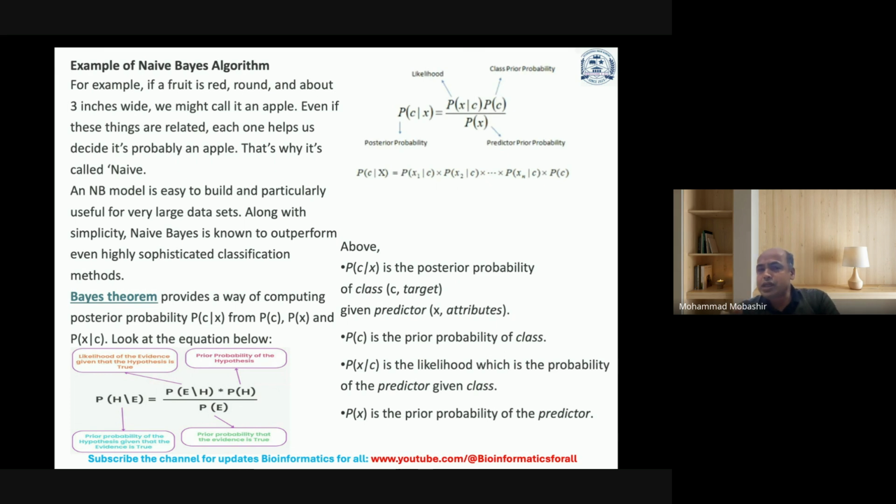Now, this equation you need to understand again and again. What is the posterior probability? What is the prior probability of the class? What is P(x|C), that is the likelihood, which is the probability of the predictor given the class? Then the prior probability of the predictor. These are the terms in this mathematical equation. These four terms you need to be familiar with.